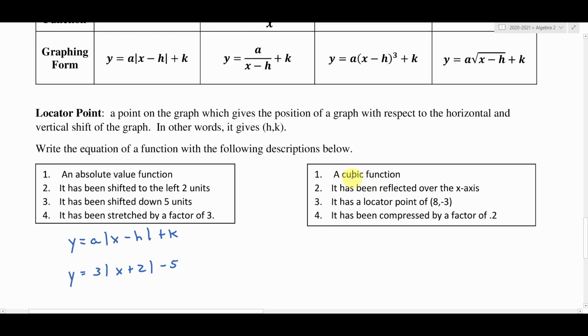Now if I go over here, this one says that we have a cubic function. A cubic function looks like this. It has an exponent of 3, very similar to the quadratics that we were doing last week. So I'm going to start by writing my blueprint.